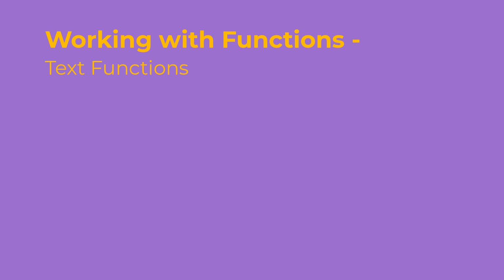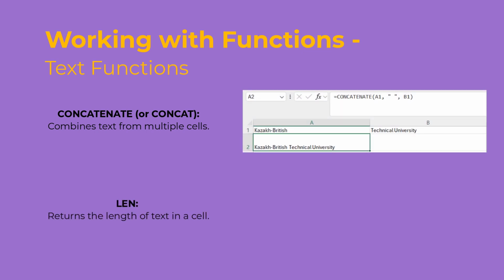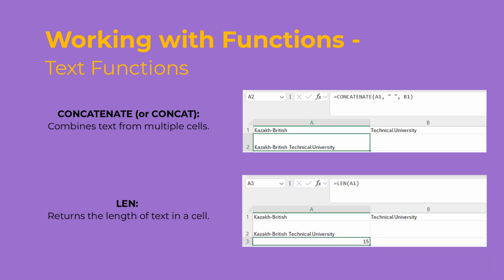Text functions. CONCATENATE or CONCAT combines text from multiple cells. For example, this function combines values in A1 and B1 with a space. LEN returns the length of text in a cell. For example, this function counts the number of characters in A1.